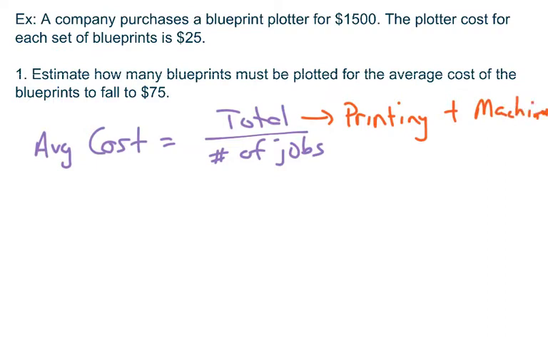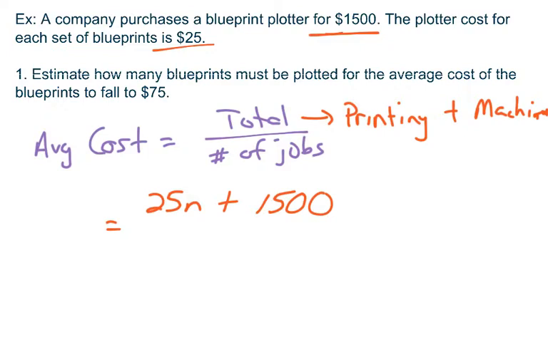Okay, so can we come up with our equation? Well, how much does it cost to print or plot a set of blueprints? It tells us in the set, $25. Okay, 25. We don't know how many plots we're going to print, so we're going to say 25N, and I'm just using N for number of prints, plus how much is the machine? Well, it also tells that the machine costs $1,500. That is our expression for our total cost for printing these blueprints.